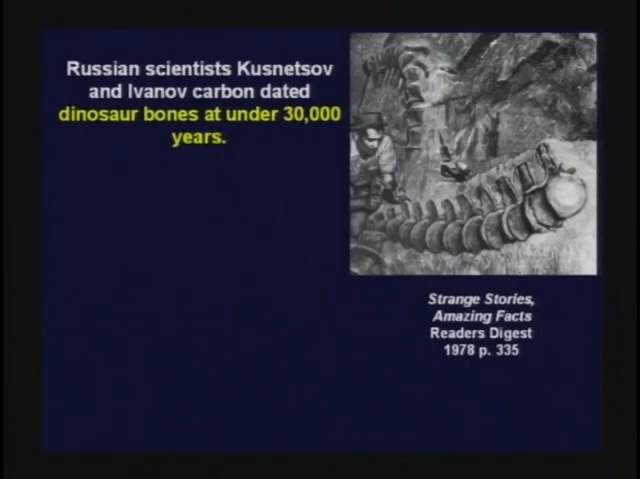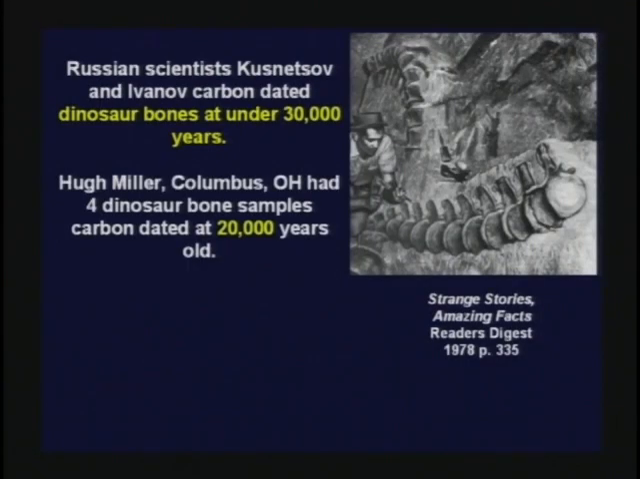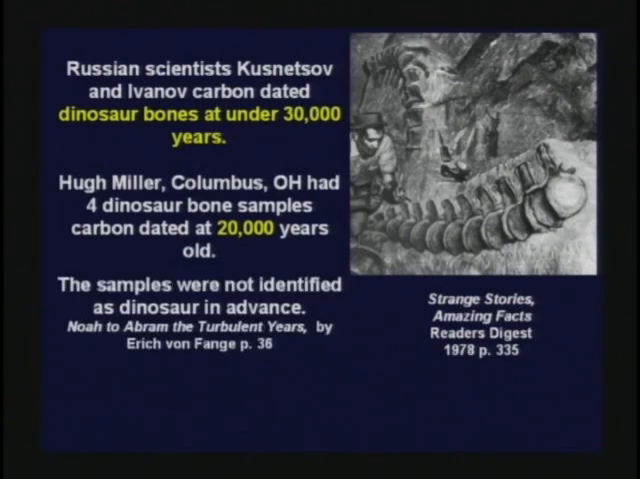A Russian scientist dated dinosaur bones at less than 30,000 years old. Hugh Miller from Columbus, Ohio, took in 4 dinosaur bone samples and said, would you carbon date these? And they charged like $600 to carbon date something. They carbon dated them and said they're less than 20,000 years old. He said, oh, by the way, these are dinosaur bones. They said, oh, well, then they're not 20,000. We've got to test them again. Why can't they be 20,000? They said, well, we know dinosaurs lived 70 million years ago, so if you had told us that, we never would have carbon dated them.